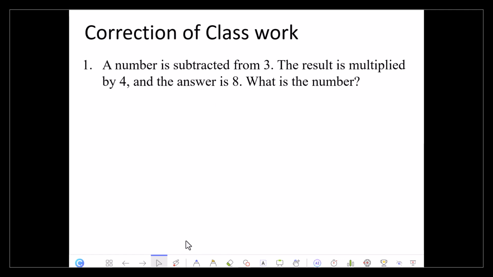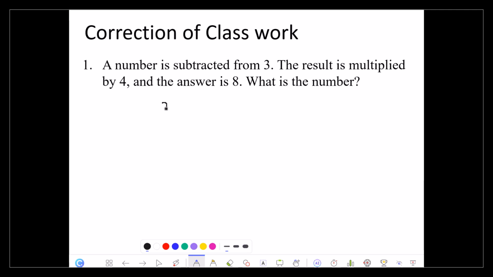Now let's solve it. I told us in class that when we are solving word problems, let's always follow the question sentence by sentence or clause by clause. We don't need to read all through the question before solving it. Now to solve this number one, start by reading the first line. It says a number is subtracted from 3. That means there is a number present, and we now take it out of 3.